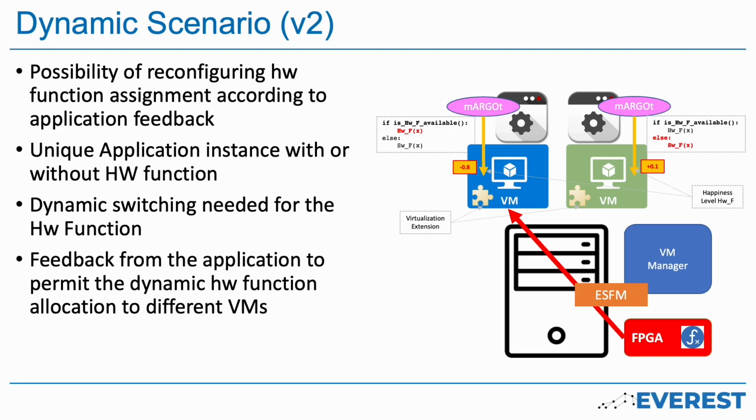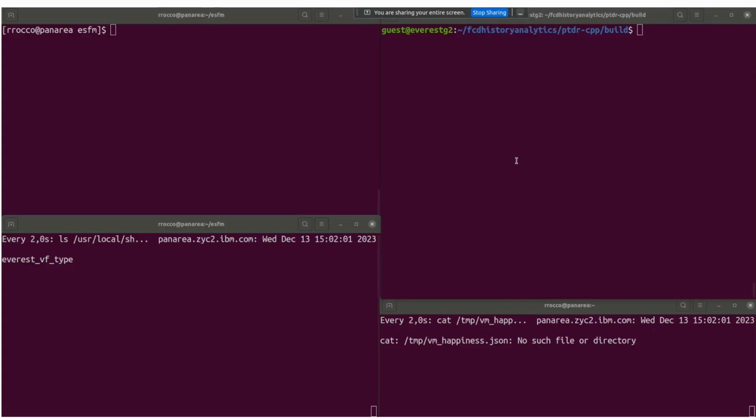Let's see the actual demo. As usual, we run the demo using a single virtual machine. This time we have 4 terminals, 3 on the host and 1 on the guest. The only one on the guest is on the top right corner, where there is the application running. As usual, on top left we see some commands that mimic the virtual machine manager actions. On the bottom left it is shown when the hardware function is attached to the virtual machine. And on the bottom right, we will see the happiness values provided by the application and received on the host side.